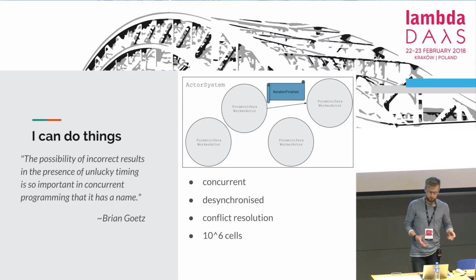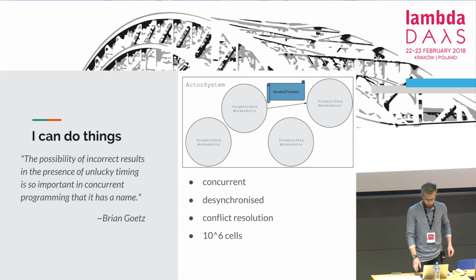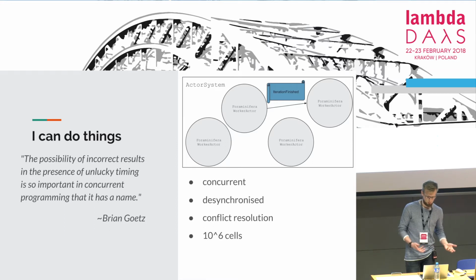It was desynchronized in the sense that whenever a worker got full information from his neighbors, he could start the next iteration. And it made us implement conflict resolution because it was highly possible that the units migrating from one part of the grid to another would collide. And it was also the same for the signal values. And we were able to run this on an order of 10^6 cells, which was already an improvement.